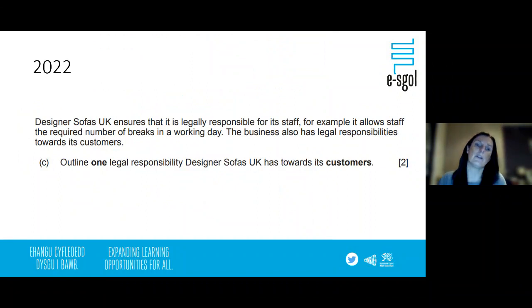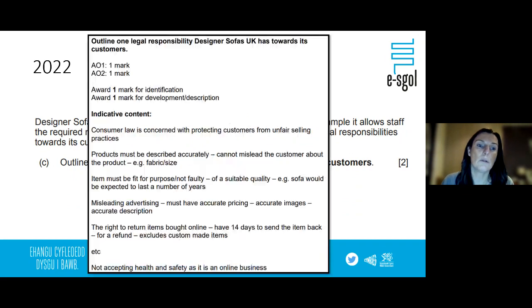Now 2022 also, looking at the Design Sofa UK ensures that it is legally responsible for its staff. For example, it allows staff the required number of breaks in a working day. The business also has a legal responsibility towards its customers. Now, outline one legal responsibility Design Sofa UK has towards its customers. So what we're looking at there is customer law and what responsibility they have to their consumers.